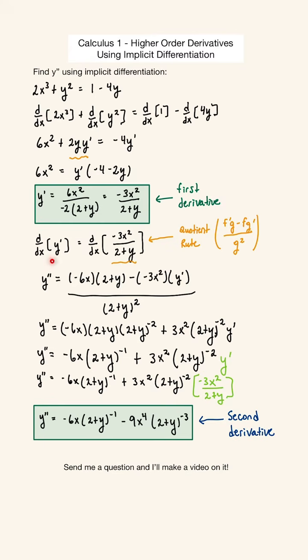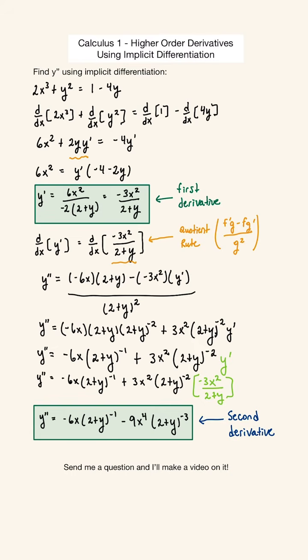The next step is we can take the derivative of y prime to get y double prime, which will mean that we'll need to take the derivative of our y prime term, negative 3x squared over 2 plus y. In order to take this derivative, we'll need to use the quotient rule, so we'll go ahead and process the quotient rule and take their respective derivatives.